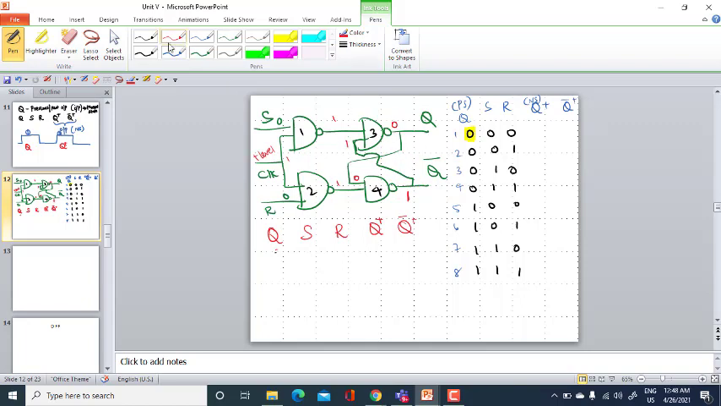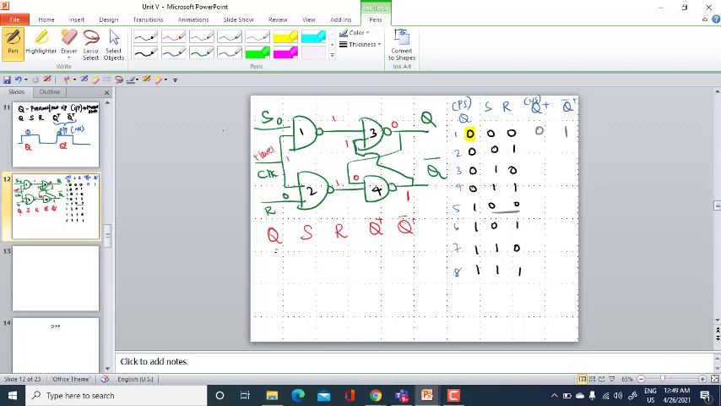Okay. So now what is your Q plus? Q plus is 0. And what is your Q bar plus? That is 1. And keep in mind, this Q and Q bar will be complement with respect to each other. Right. So let me go ahead with this 0 0 combination also, with this 0 0 combination also.